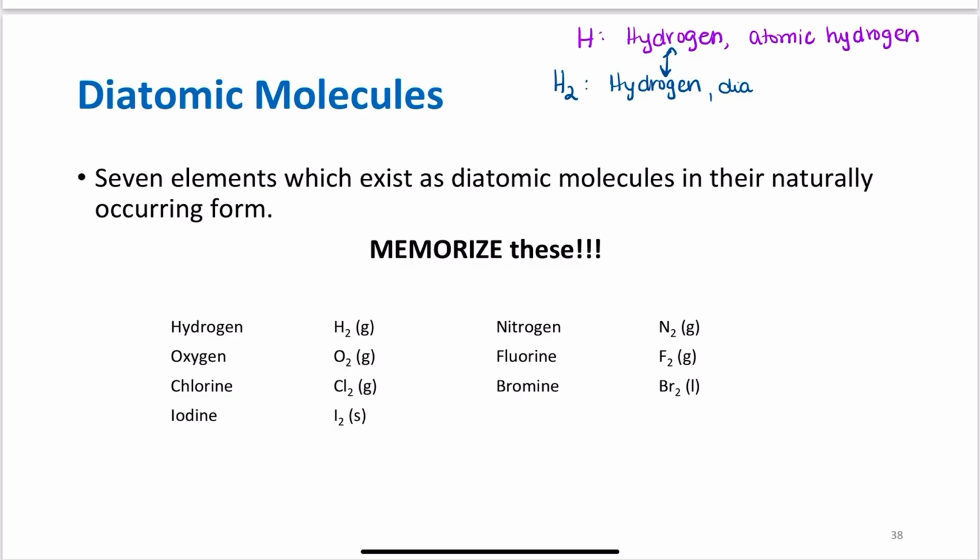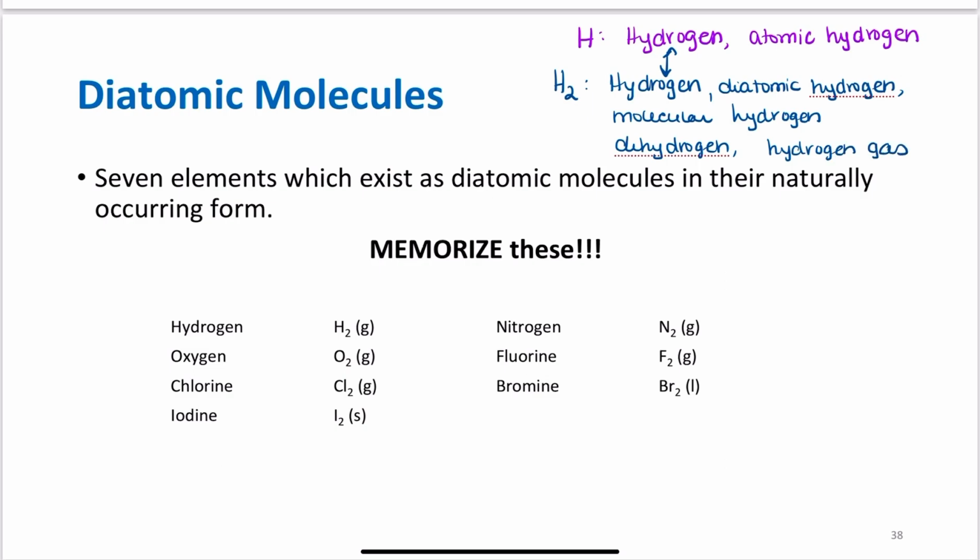I do call this hydrogen. I could call it diatomic hydrogen. I could call it molecular hydrogen because it's forming a molecule. Sometimes you'll hear it called dihydrogen. And you will definitely hear it called hydrogen gas because it exists as a gas at room temperature. All of these represent H2. If I say hydrogen reacts in a reaction, I actually mean H2. So you have to be careful on when do you mean H, when do you mean H2. And again, that comes from context of the question.